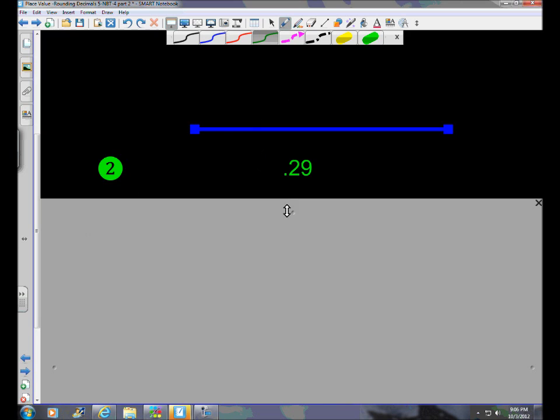Number 2, we've got 29 hundredths, and again, the directions were telling us to round to the nearest tenth, so we know automatically that this is going to either stay the same or bump up by 1. So we've got 29 hundredths, which is between 2 tenths. See that 2 in the tenths place? It's between 2 tenths and 3 tenths. So it's somewhere in here.